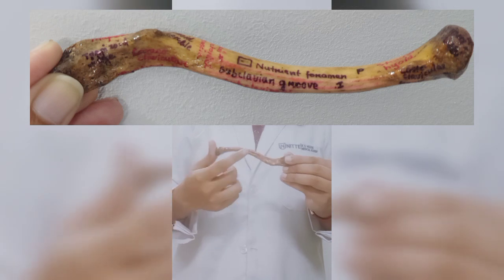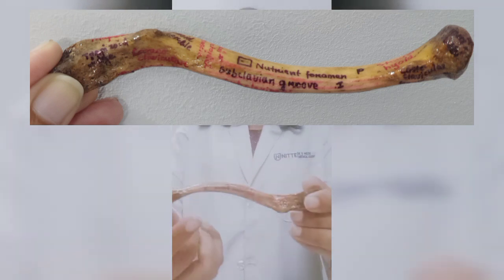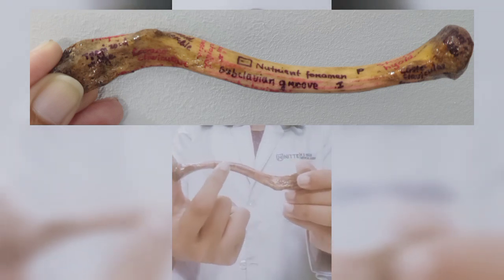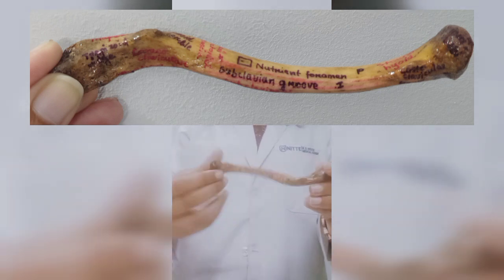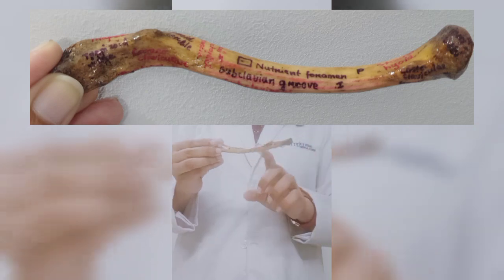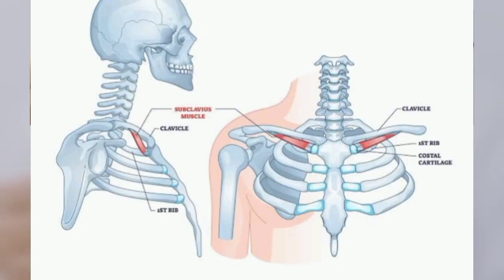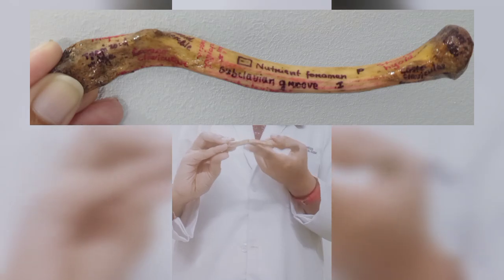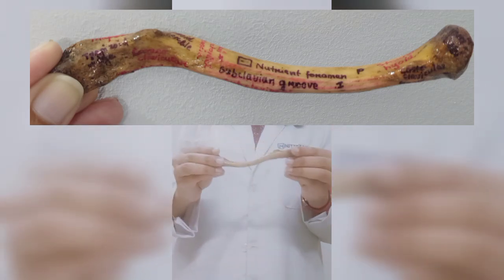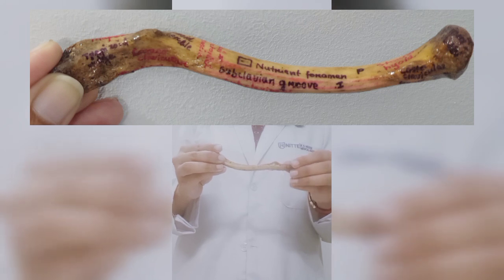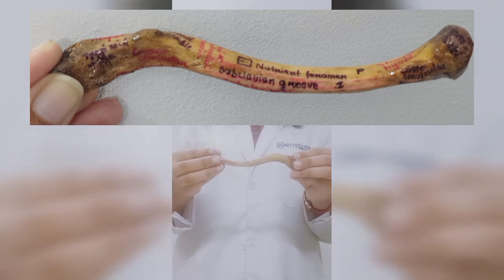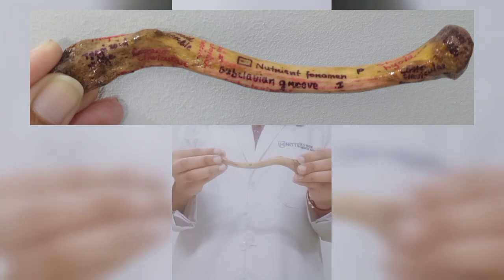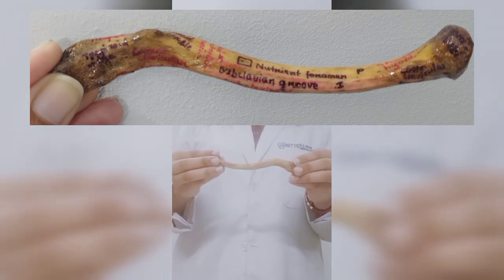Now we will talk about the inferior surface. There is one groove named the subclavian groove. In the subclavian groove, subclavius muscle attaches, and from the lip of the groove, or the edge of the groove, clavipectoralis fascia arises.